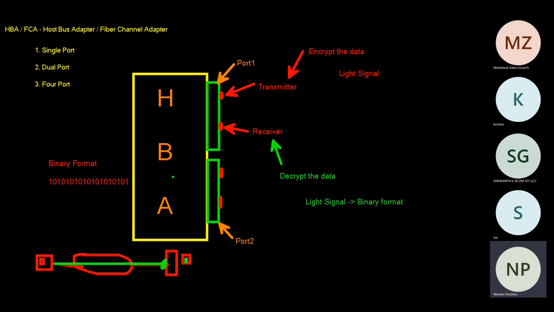Any questions, guys? Is it clear, or do you want me to repeat it one more time? These HBAs are nothing but ports, right? HBA and FCA ports we are using in the SAN to connect our servers and storage to the SAN network. So these ports are even adding an additional layer of security to our SAN network.